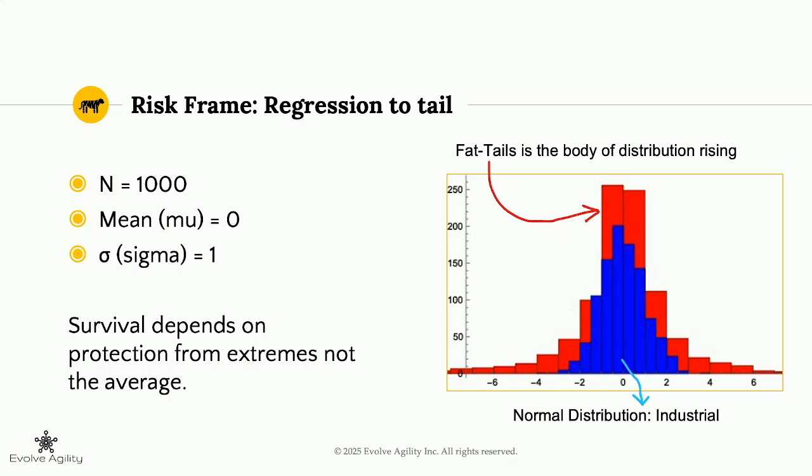There are two different distributions over here. From a statistical standpoint, the properties of both distributions are exactly the same. The number of observations is 1,000, the mean is 0, and the standard deviation is 1. But notice in a fat tail, which means the tail is longer or the body tends to rise, the outlier can be 6, 7, 8, 100 times off. Whereas in a normal distribution, the chances that it will be 100 times off is very, very rare.